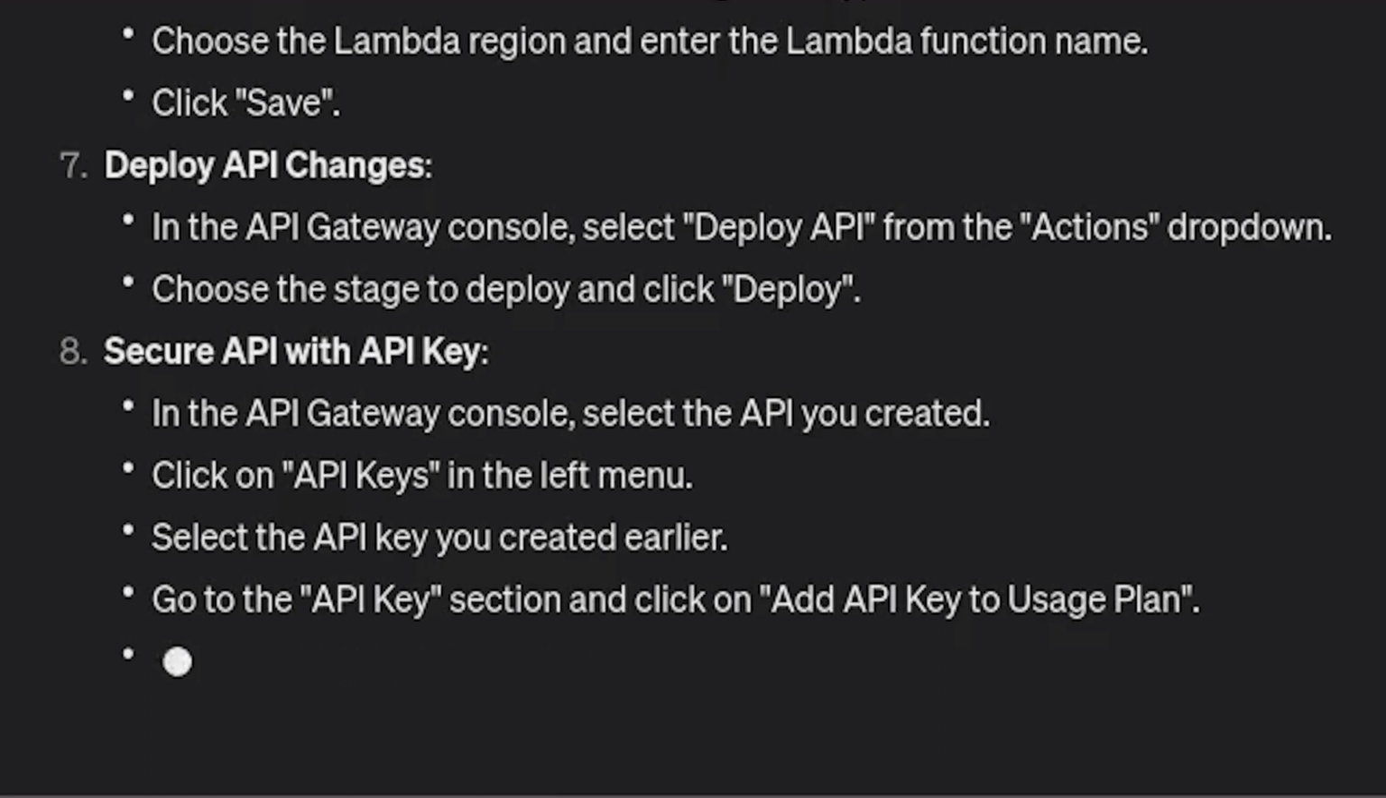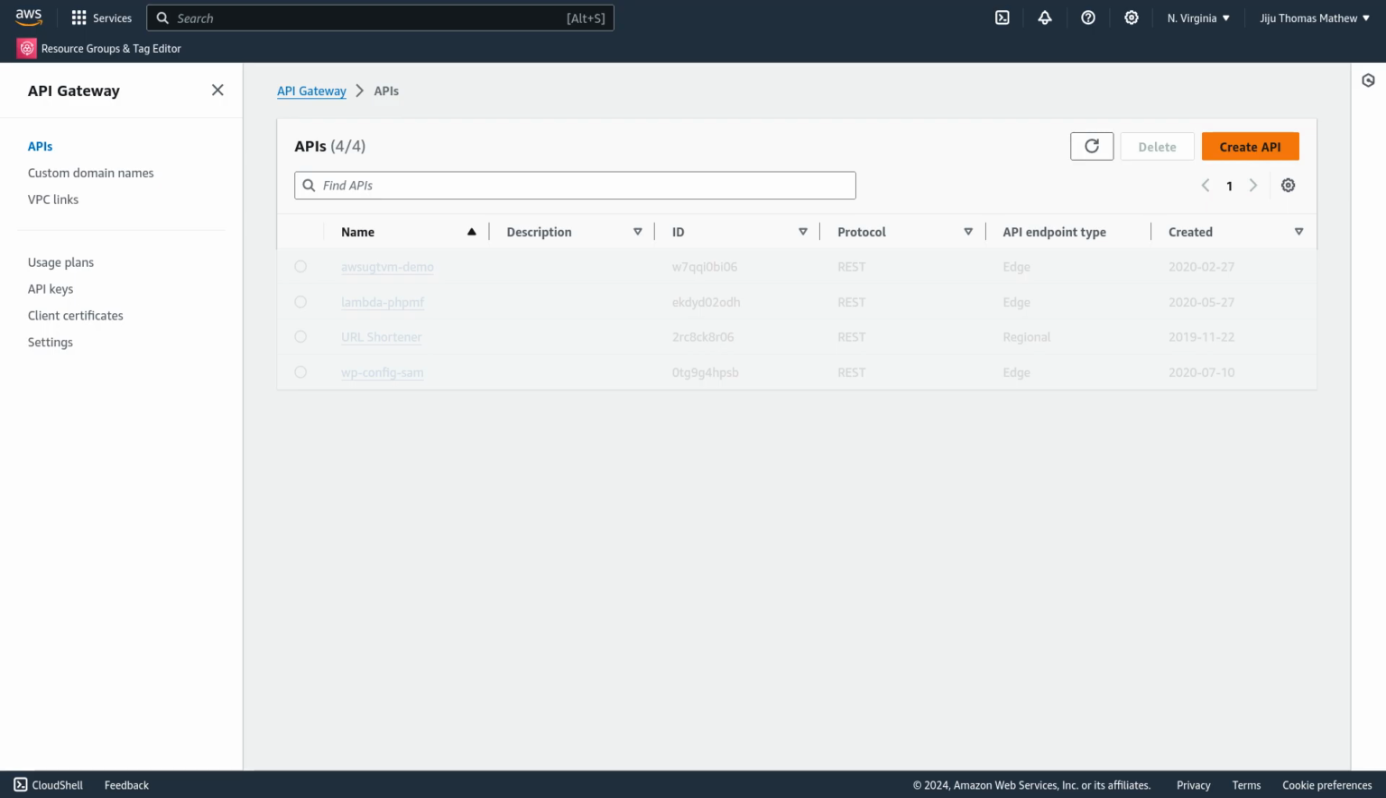Integrate Lambda function with API Gateway. In the API Gateway console, select the API you created. Click on Resources, then on the Action drop-down, select Create Method. Choose the HTTP method you want to use, for example, POST, GET. Select Lambda function as the integration type. Choose the Lambda region and enter the Lambda function name. Click Save. Deploy API changes. In the API Gateway console, select Deploy API from the Actions drop-down. Choose the stage to deploy and click Deploy.